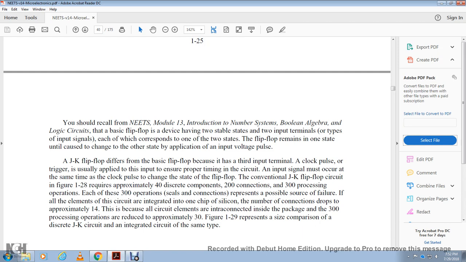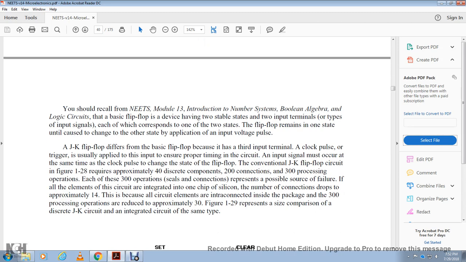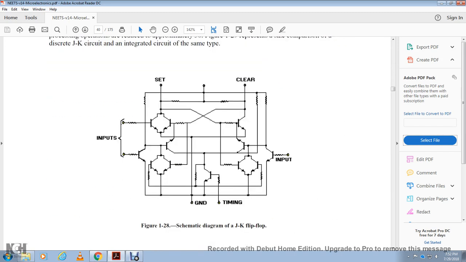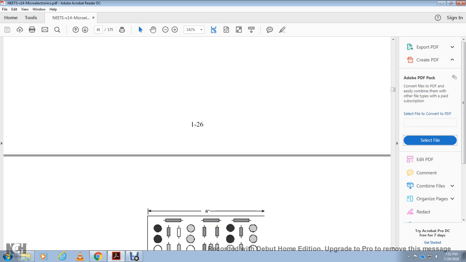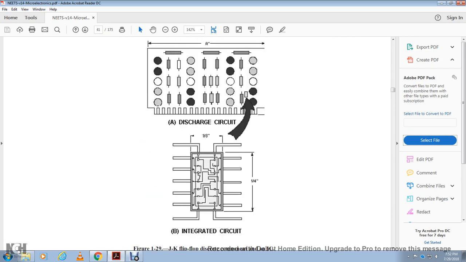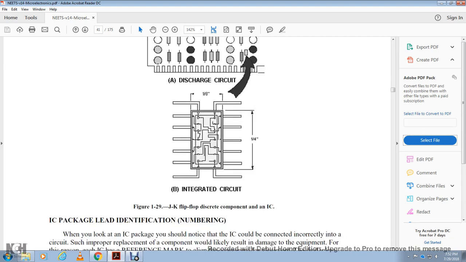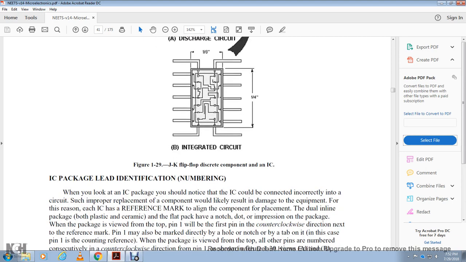approximately 30. Figure 129 represents a size comparison of the discrete JK circuit with the integrated circuit of the same type. Alright, so here is the schematic diagram of the JK flip-flop with the set and clear inputs, the ground, and timing. Discrete component circuit compared with the integrated circuit JK flip-flop.